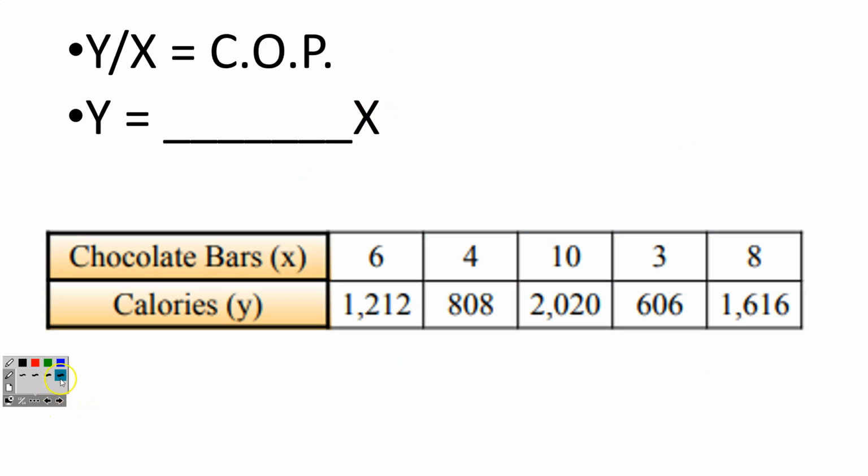And I would do that same thing with the table. So I would do y divided by x. So I would do 12 divided by 6, which will give me an answer of 2. Now I put that into my equation. Y equals 2x.